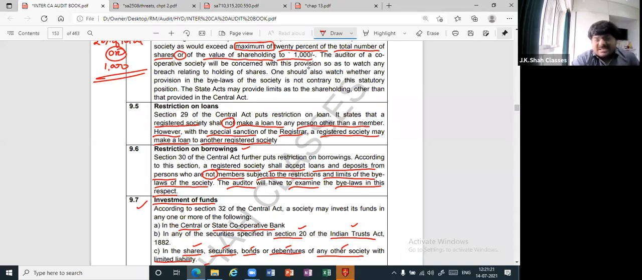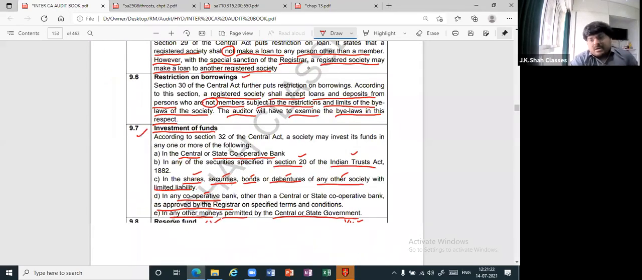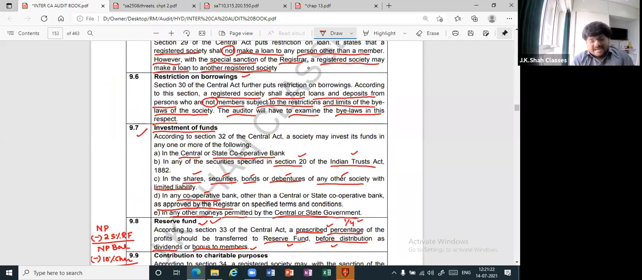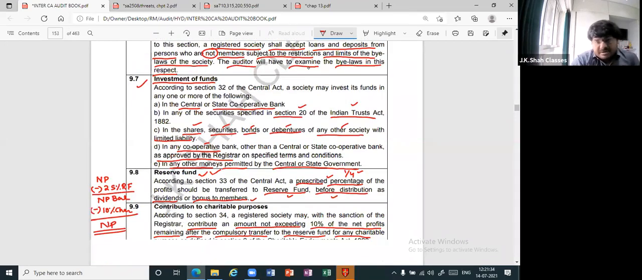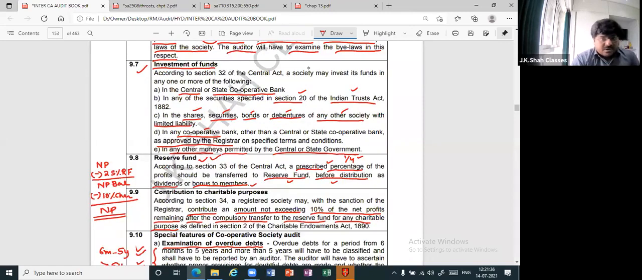Thereafter, investment. Can I say you have to invest only in the funds which are specified? Now, ultimately, you invest in the cooperative banks, you invest in the securities which are mentioned in the Indian Trust Act 1882, etc. Thereafter, reserve fund. Can I say a certain amount of the profits has to be transferred to the reserve fund before you can divide the profits to the members?